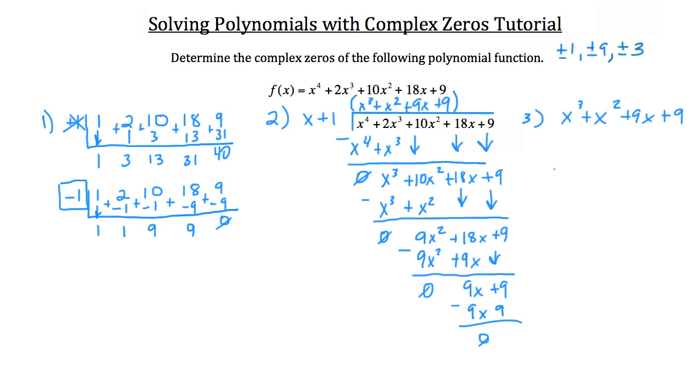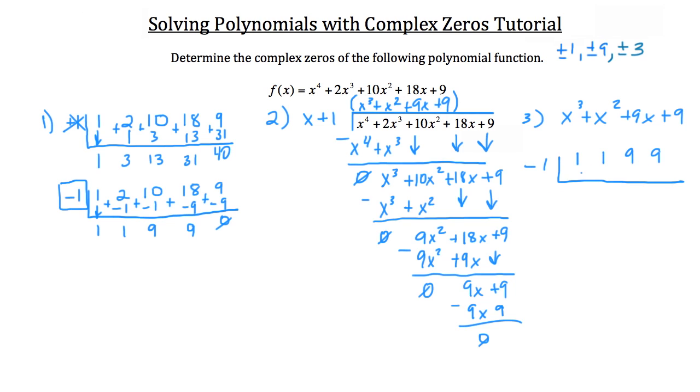So I'll start with negative 1. We'll create that same box where we use the coefficients from our polynomial. So we've got a 1 in front of the x cubed, a 1 in front of the x squared, a 9 in front of the x, and our constant is 9. And we're going to be checking to see if negative 1 is a factor.